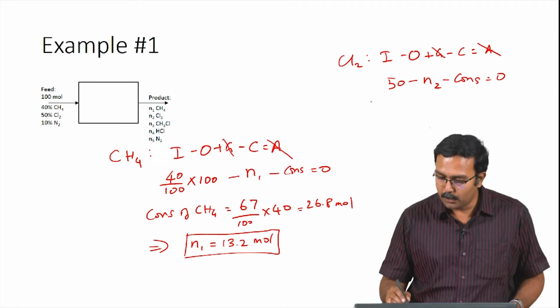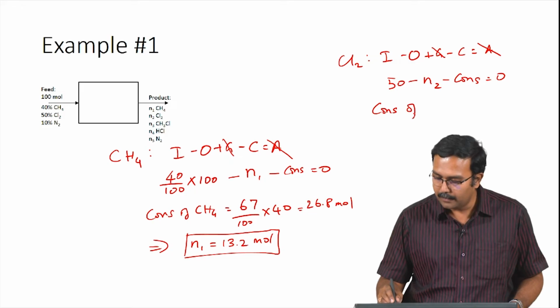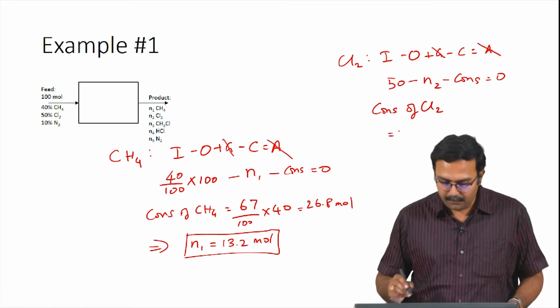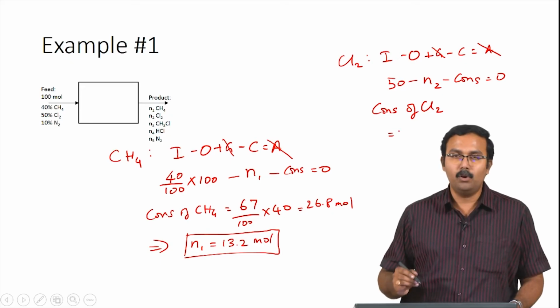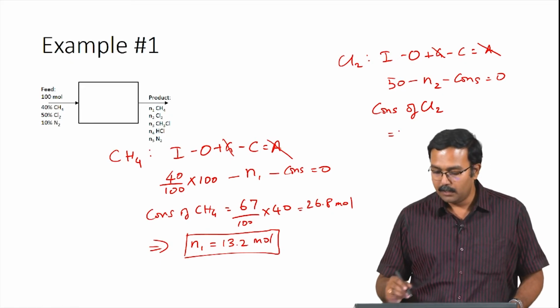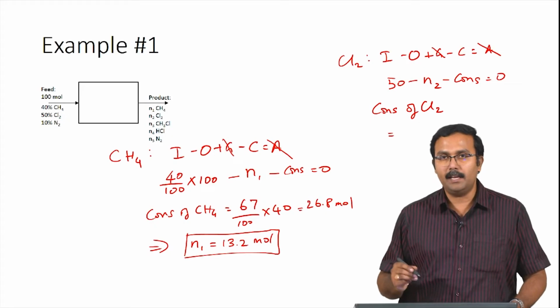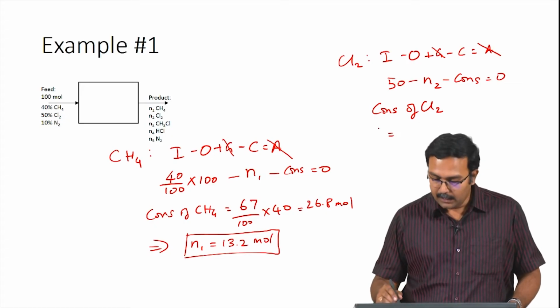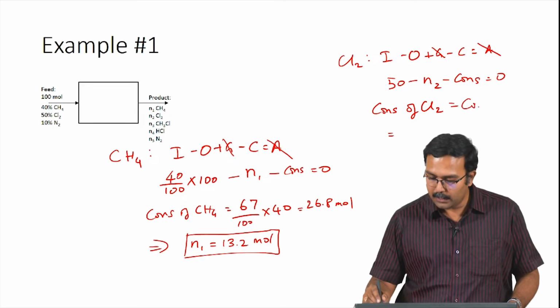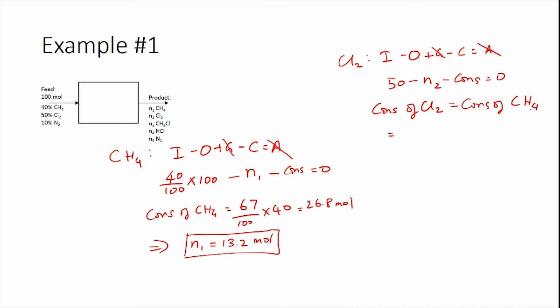So, what is the consumption of chlorine? We know that for every mole of methane consumed, 1 mole of chlorine would have also been consumed. That is based on the stoichiometric ratio of methane and chlorine in the reaction. So, this means consumption of chlorine would be equal to consumption of methane, thereby giving you a value of 26.8 moles of chlorine being consumed. So, substituting it back into this equation, we will get N2 as 50 minus 26.8, giving you 23.2 moles.